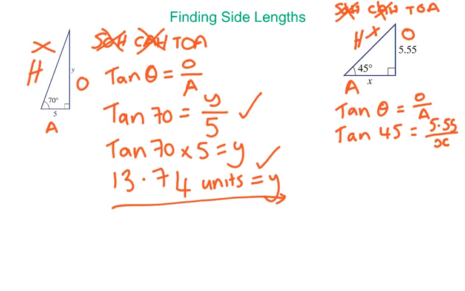Notice how the two questions are different in the fact that now the x is doing the dividing in my second triangle. Now this is important to understand which one is doing the dividing. Because the letter's doing the dividing, you actually need to move that to the other side, and it's going to become multiplication. So it's going to be tan 45 times x is equal to 5.55.